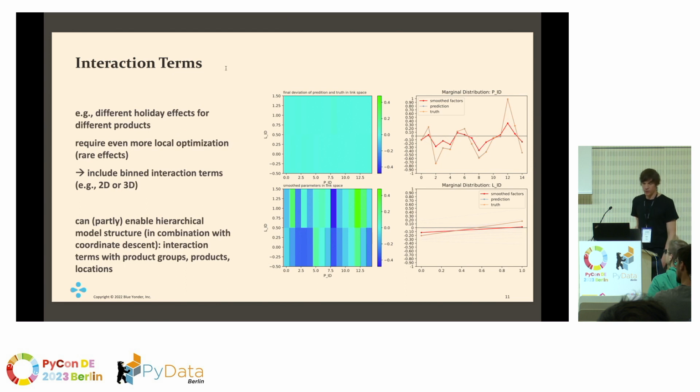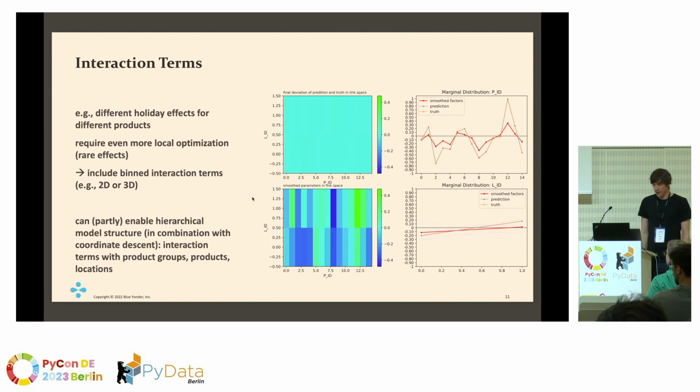And you can also do things like interaction terms, as I mentioned. You could easily do a binning in 2 dimensions, for example locations and products. We do the binning in 2 dimensions, and for each of the product-location combinations you learn a factor. Same thing, right? This would be an interaction term in a generalized additive model.